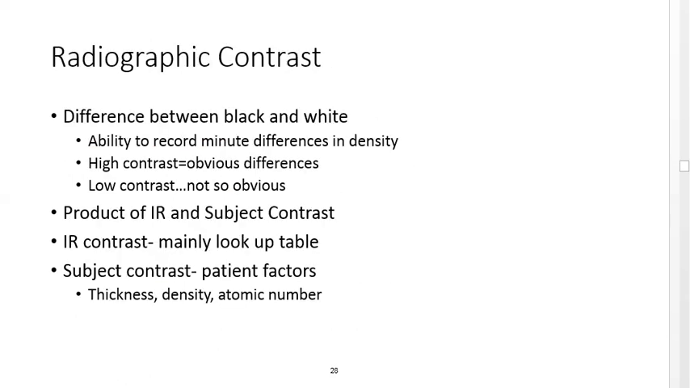Okay, I'm going to take a little bit of a break, and we'll pick up with radiographic contrast after that.